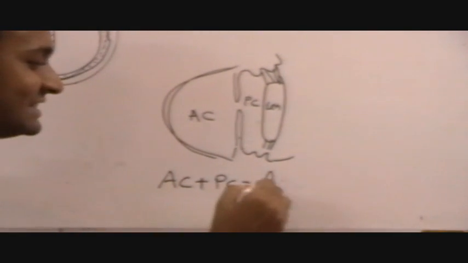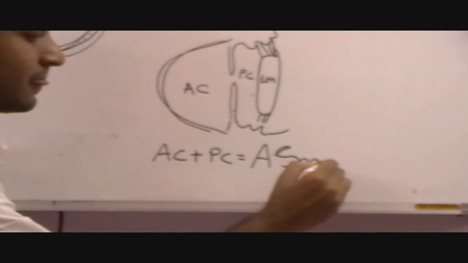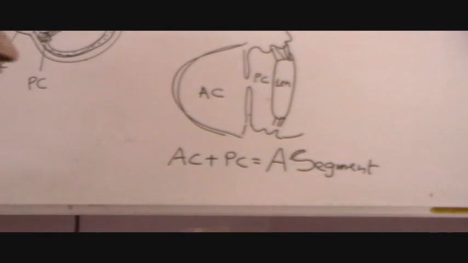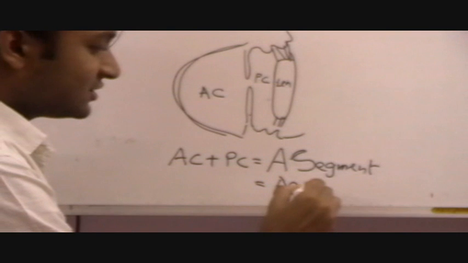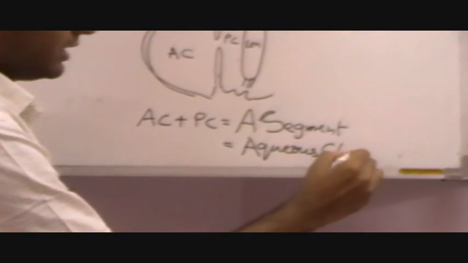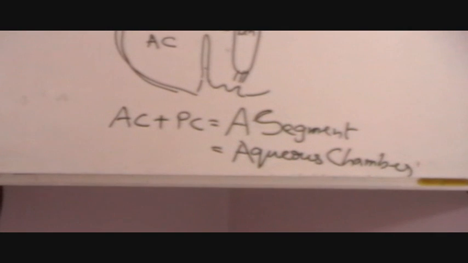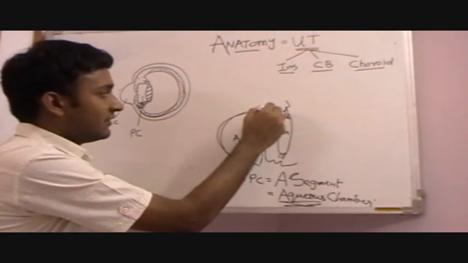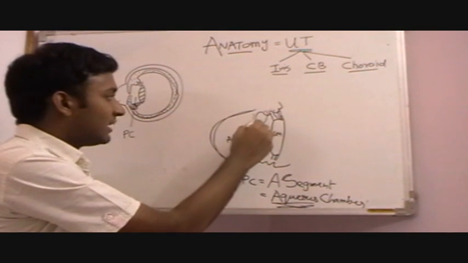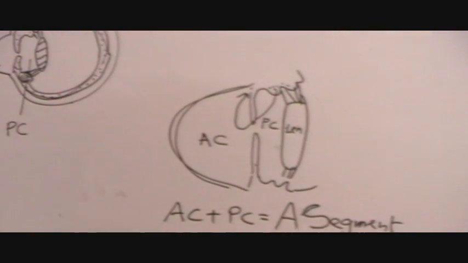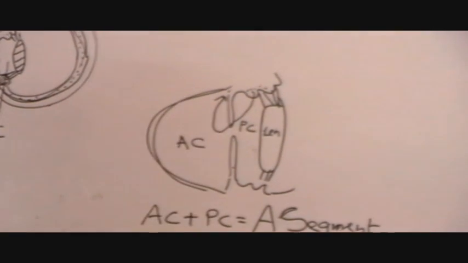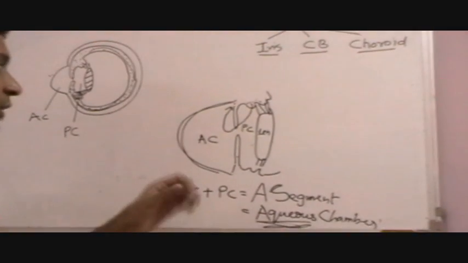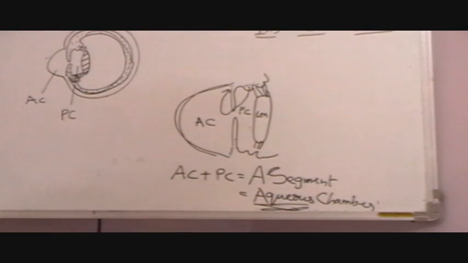Together, AC plus PC is called the anterior segment, also called the aqueous chamber. Why is it called the aqueous chamber? It's because aqueous humor fills this area. From the ciliary body, the aqueous humor is secreted. It comes like this and drains here. I'll discuss the aqueous humor, which is a whole new topic by itself, in glaucoma, but right now it is enough to understand these basic demarcations.